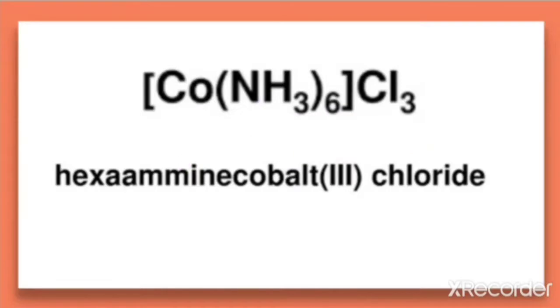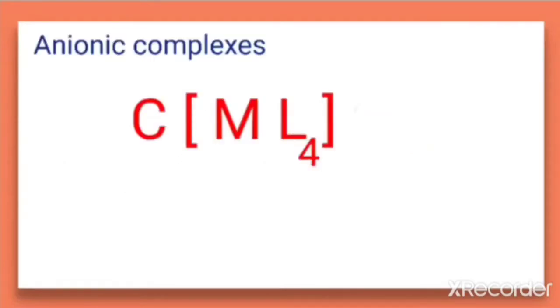Now in the case of anionic complex, a little bit of difference is there. That is, in the case of anionic complex, we have a cation that is written on the left hand side of the bracket, that is, of the coordination sphere. It is written on the left hand side. So in the case of anionic complex, first we have to name the cation.